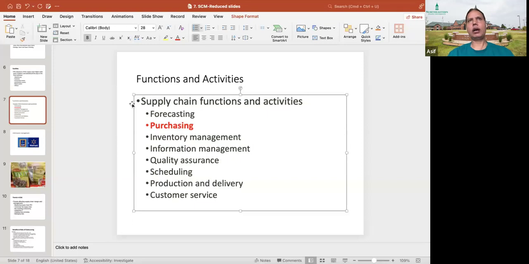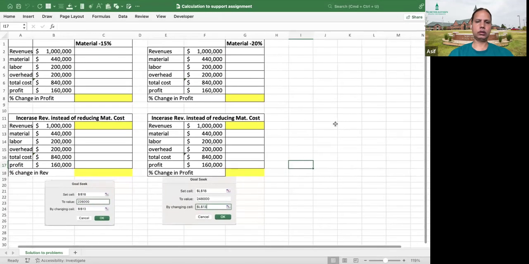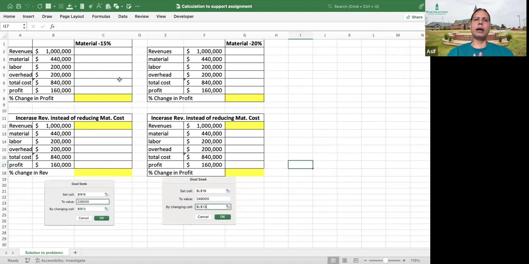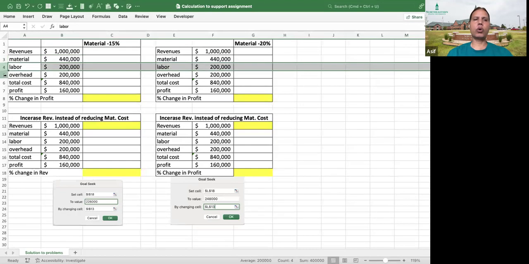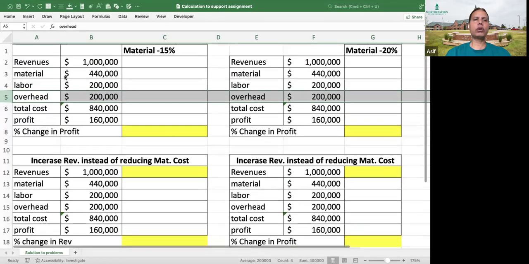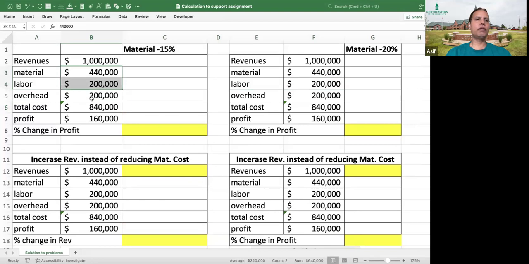Now I want to give an example of how important materials cost is, and I will switch to a Microsoft Excel file. So this is the Microsoft Excel file. It's available on Blackboard, and over here we'll be discussing some examples. The first thing is that here is some data: the revenues of a company are $1 million. Its material cost is $440,000. Labor cost is $200,000. Overhead is $200,000. And total cost is the sum of these three, which means 440,000 plus 200,000 plus 200,000, and these three total 840,000.